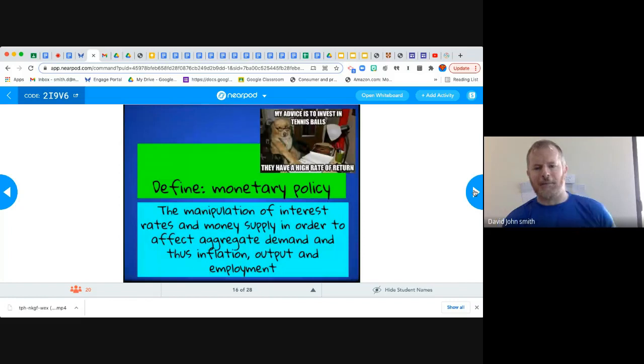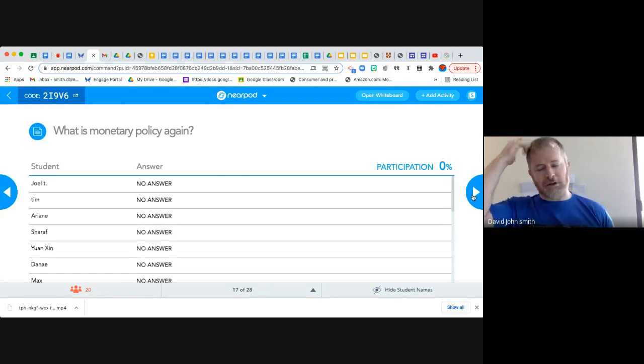Now, remembering our monetary policy idea, we had the idea of it manipulating interest rates, manipulating the money supply in order to affect aggregate demand. And because we're affecting aggregate demand, we're therefore affecting inflation, output, and employment. So just a quick review. What was monetary policy again?